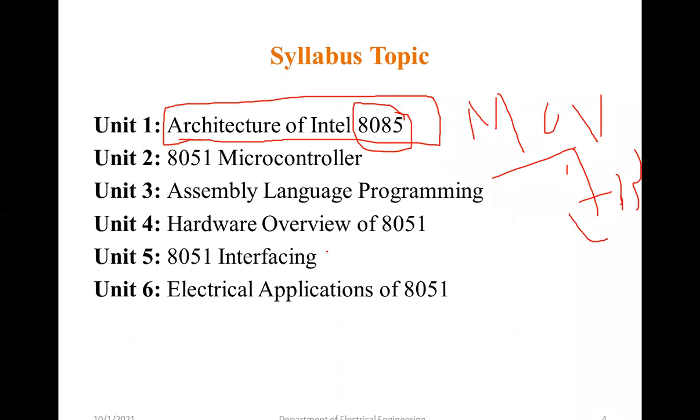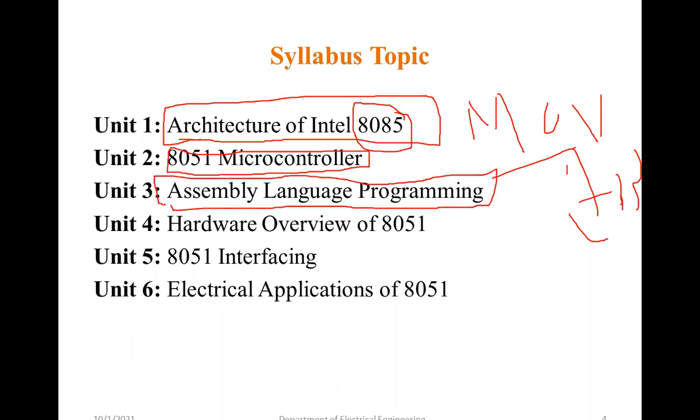The second part of your syllabus is the 8051, the microcontroller. We discuss what the architecture of the microcontroller is, then the pin diagram of the 8051, then the different instruction set we use in the 8051. Then we discuss assembly language, which is the third unit. What is assembly language, and what output do we have to give? A simple program, such as addition of two numbers or subtraction of two numbers.